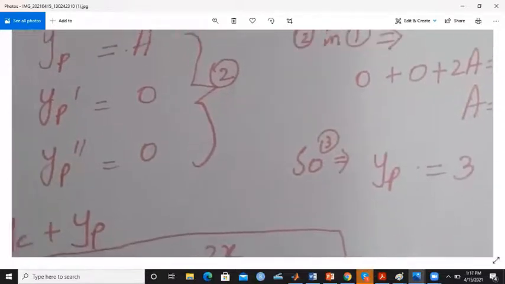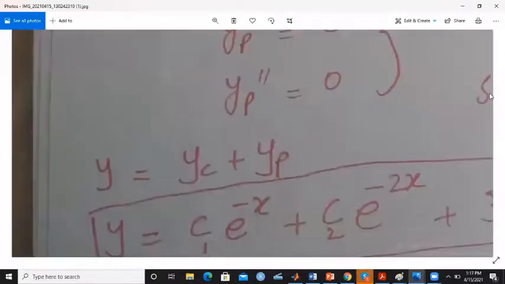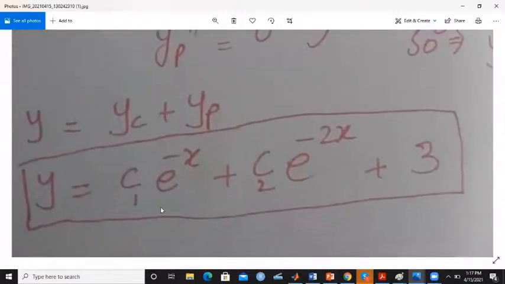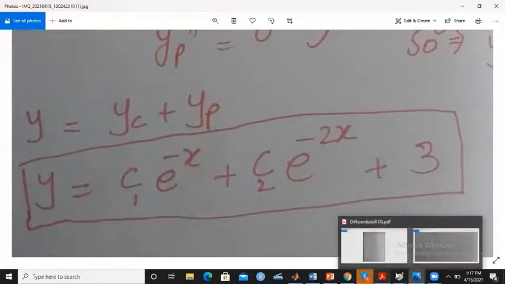Okay, so I know that the next rule for the non-homogeneous differential equation is that y is equal to yc plus yp. So yc is the complementary solution we have already worked on, and yp is 3. Okay, so this is the final solution of our non-homogeneous differential equation. And we have started with the very easy example so that you understand the method well.